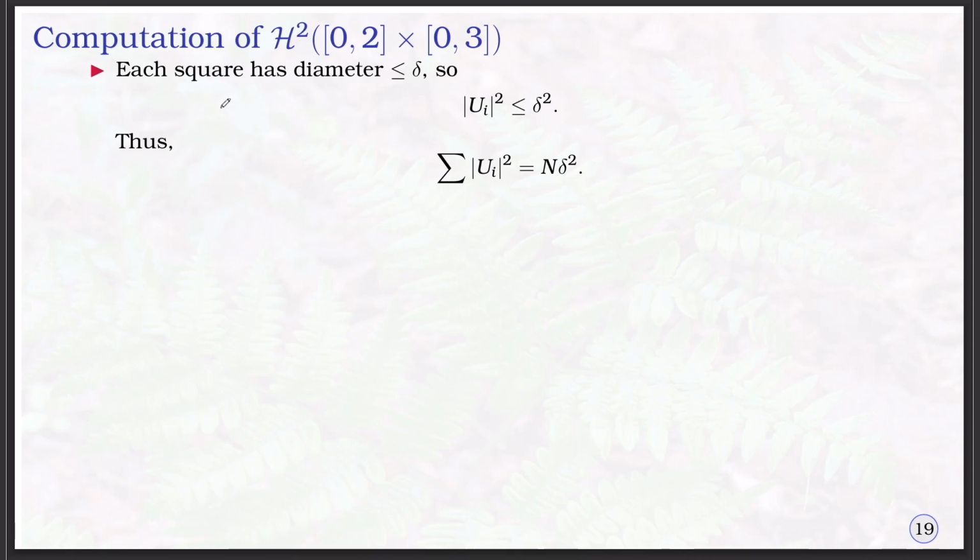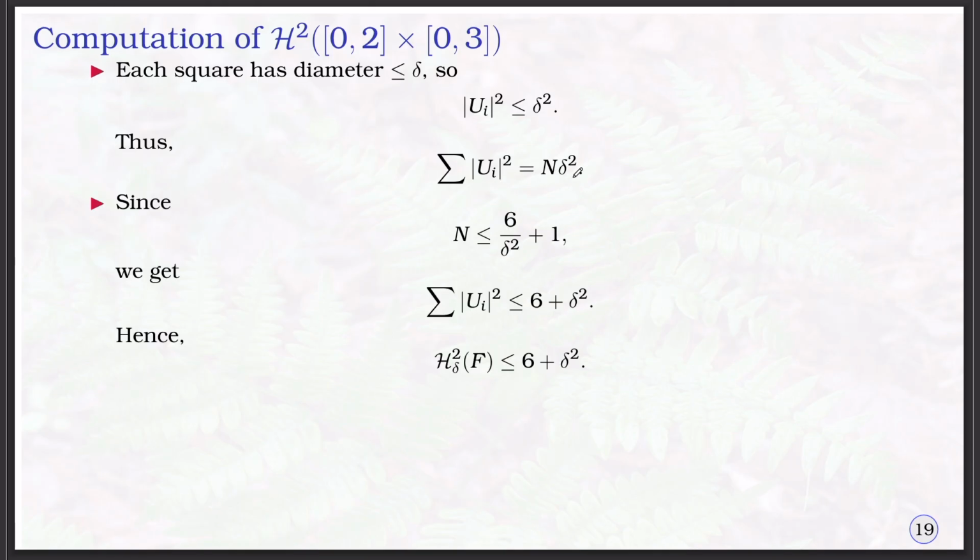Then each square has a diameter less than or equal to delta, therefore mu I power 2 is less than delta power 2. Therefore the sum of mu I power 2 is equal to n times delta power 2. So n is less than or equal to 6 by delta power 2 plus 1. So by the same setting as the previous one, we can get this quantity is less than or equal to 6 plus delta square. We have this is greater than 6, and delta is arbitrary.